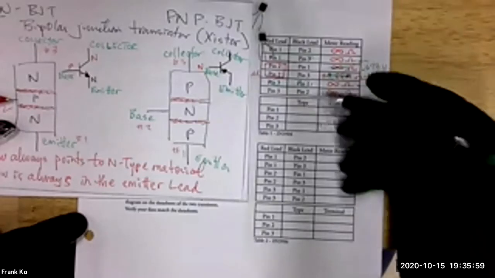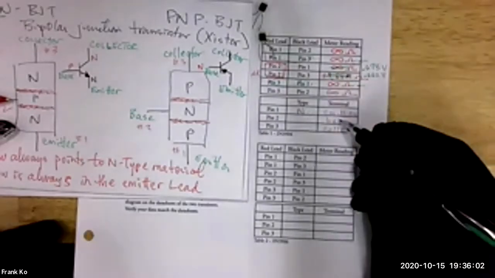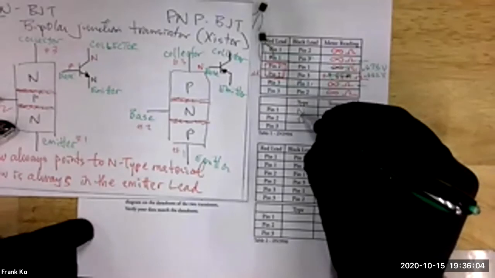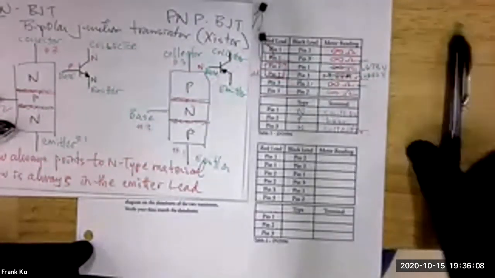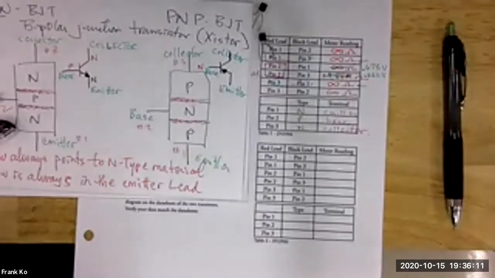That was N-type material. The base was what type of material? P-type. And this is N-type. Okay, let's go ahead and do the data for the next one. I'll go ahead and put this on pause.